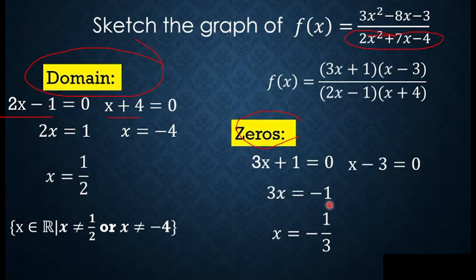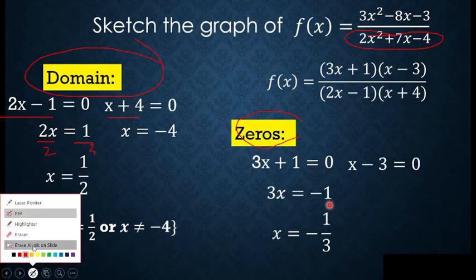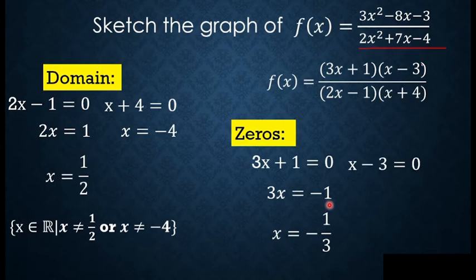Okay, transpose negative 1, so it becomes positive 1. Divide by 2, so 1/2. So 1/2 and negative 4 are not allowed in our denominator. When x becomes 1/2 or negative 4, it becomes undefined. So that is the vertical asymptote. So, x is an element of the real numbers, x is not equal to 1/2 or x is not equal to negative 4.